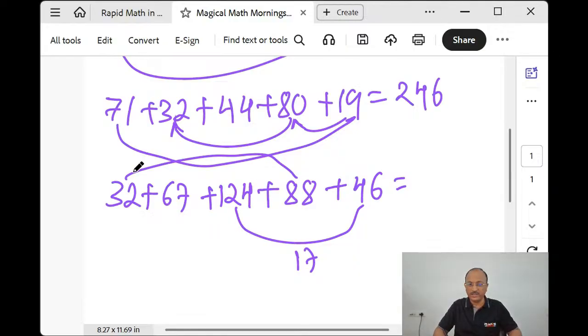Here, what we did, 30 and 80 will make 110. So I will directly take 120. 170, 120, 290, 60, 350. So I'll write 357. Perfect.